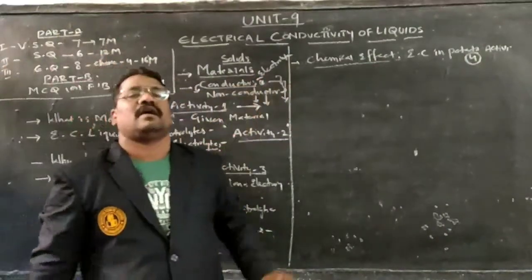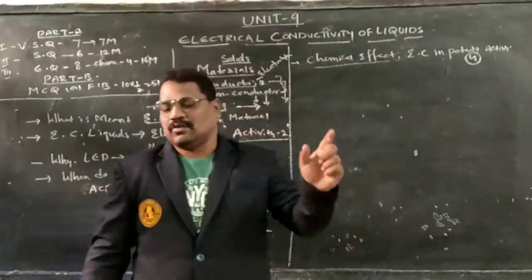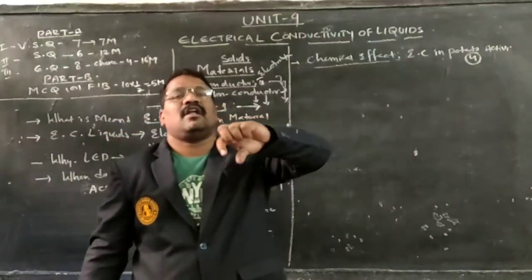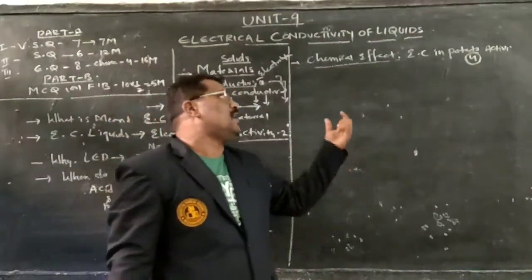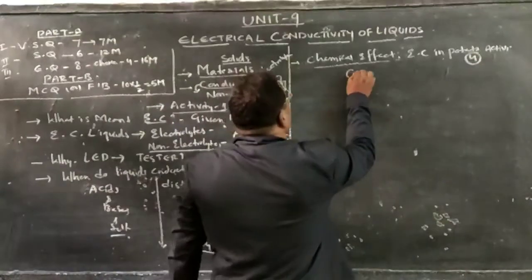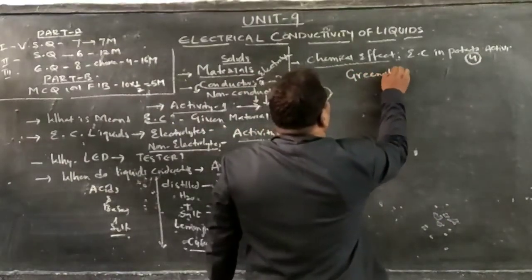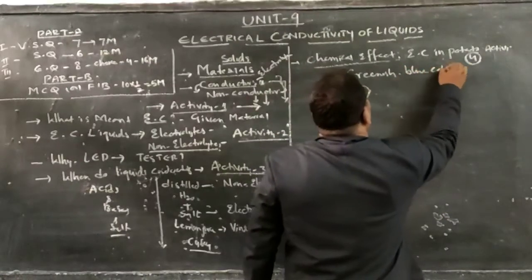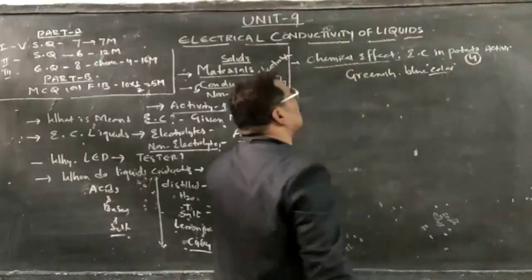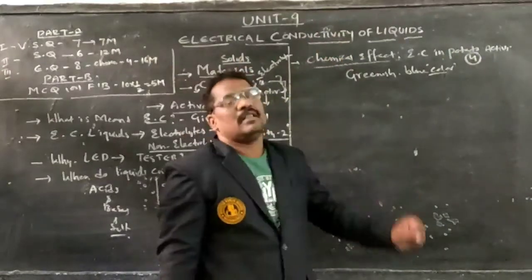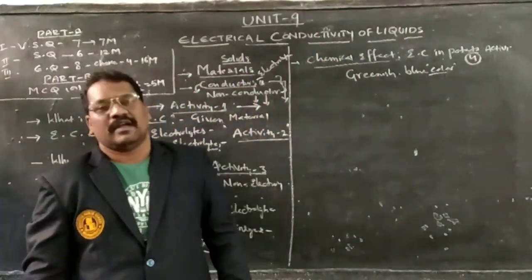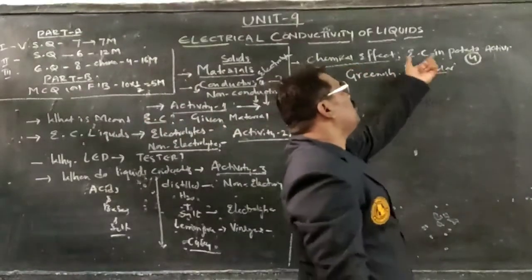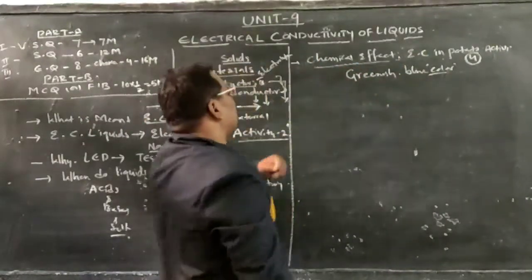connected by means of conducting wires as well as a bulb and a battery. At the positive terminal, the positive electrode, a greenish blue color will be formed. That indicates that the potato is being chemically affected. A chemical effect is taking place. Due to that reason, the greenish blue color appears.